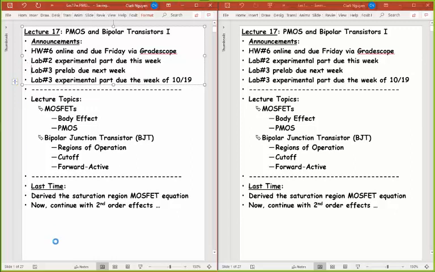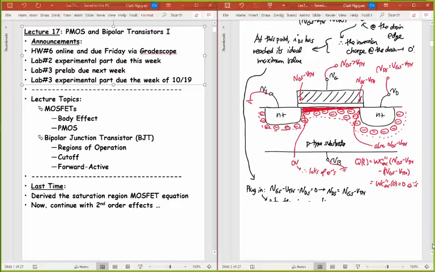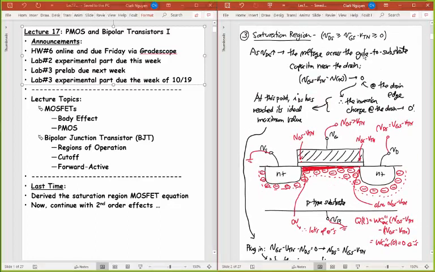Okay, so last time we were deriving the saturation region of the MOSFET equation. We finished doing that. And now I want to continue talking about some second order effects. But before doing that, let me first just go back to where we were. That was all the way back on Friday, so I don't know if everyone can remember everything. So we're discussing the saturation region. And that's the region where not only is VGS minus VT greater than 0, which means our gate voltage VGS is greater than that threshold voltage that we talked about, VTN.